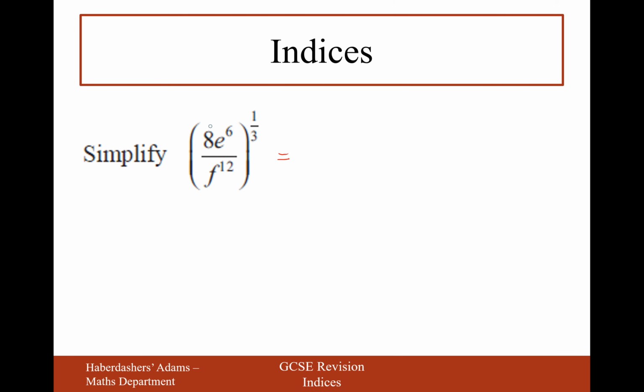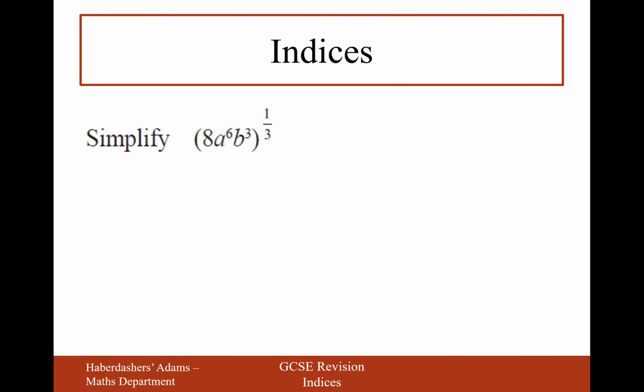Okay, so with the 8, we're going to do the power of a third as normal. 8 to the power of a third is 2. Then we multiply the indices together on the top and the bottom. So it's going to be e to the 2 over f to the 4. And there we are, that's the final answer for this question here.